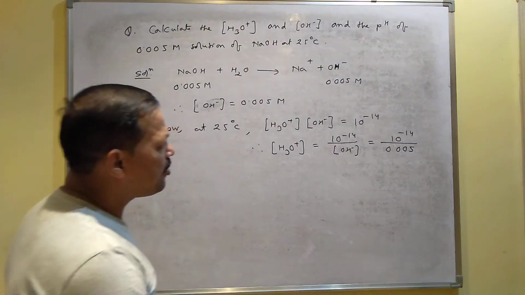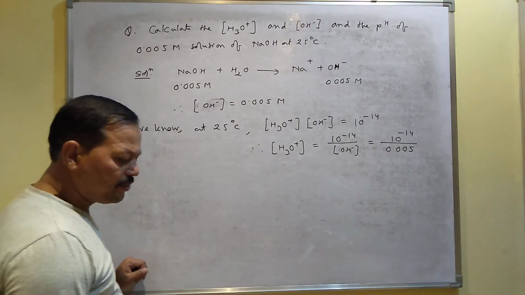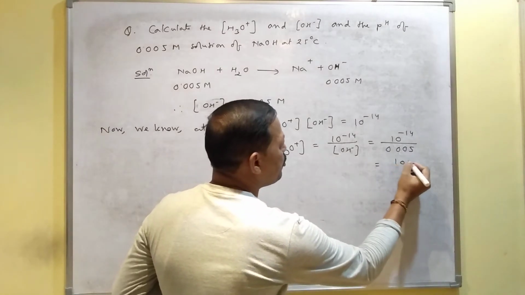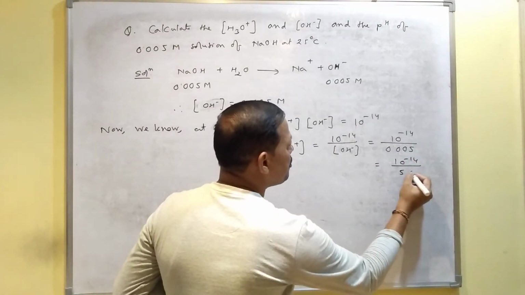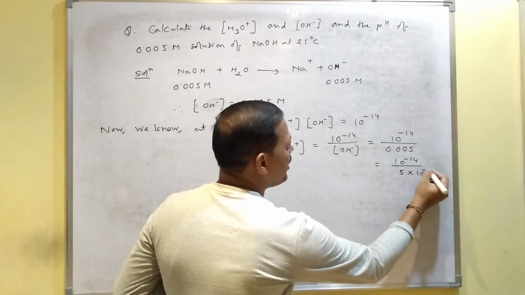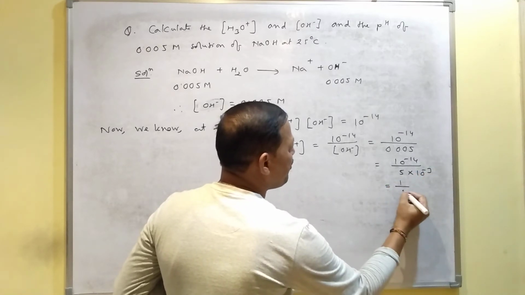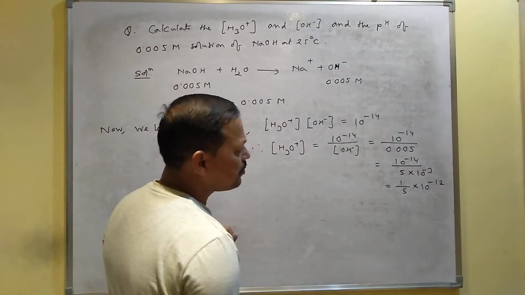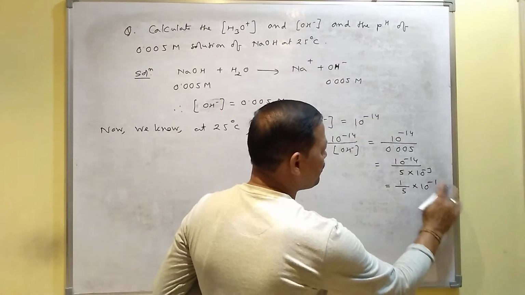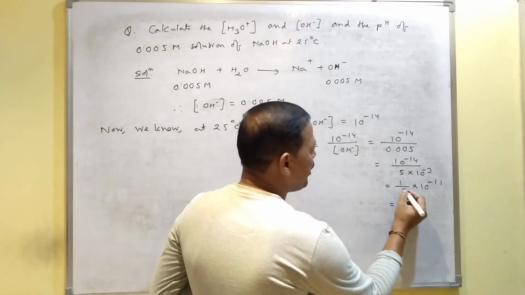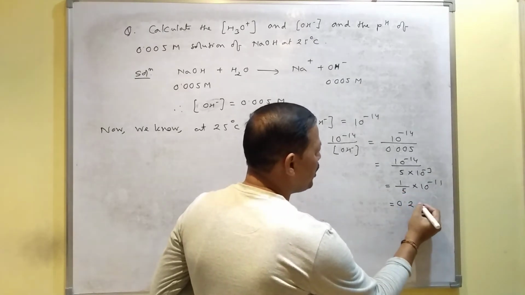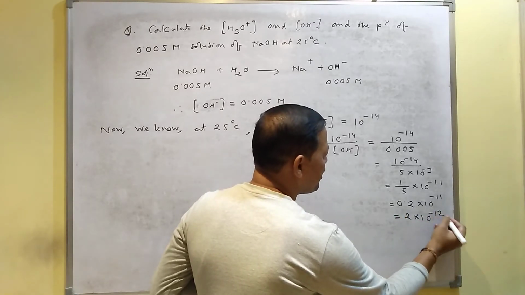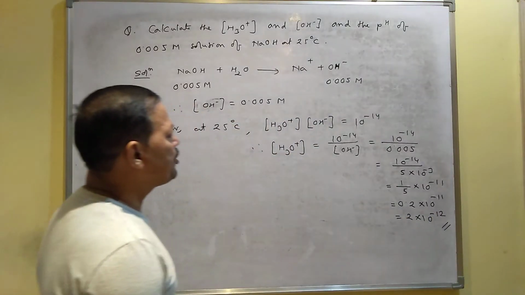0.005. This is the concentration of hydroxide ion. Ultimately you will get 10 to the power minus 14 divided by this one, you can write 5 into 10 to the power minus 3. That means 1 by 5 into 10 to the power minus 11. So 1 by 5 means 0.2 into 10 to the power minus 11. That means you can write 2 into 10 to the power minus 12. This is the concentration of hydronium ion.